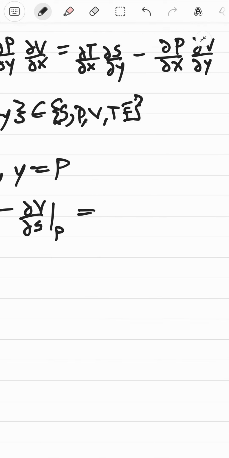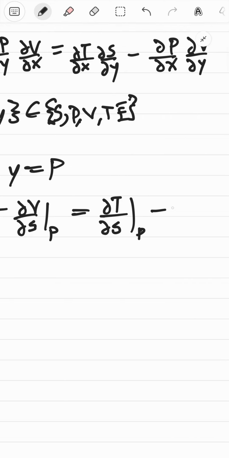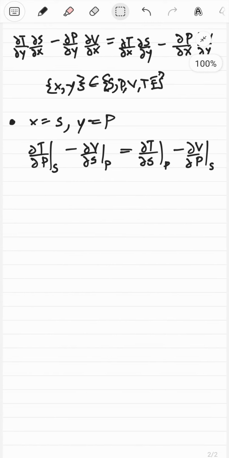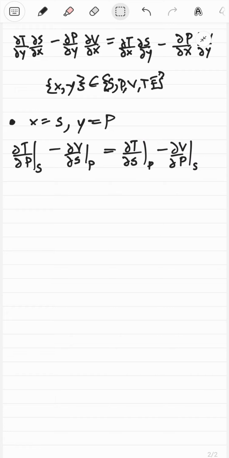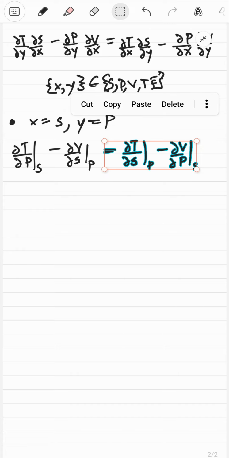once again you have this stuff. So now it's just changed, so it's just partial t by partial s at constant pressure minus partial v by partial p at constant entropy, because everything else is precisely the same, right? So let's have this, partial x is entropy. Oh, that's not good. And y is pressure over there. Okay, this is slightly different. Yes, it is in fact slightly different. We'll have to change a few things.